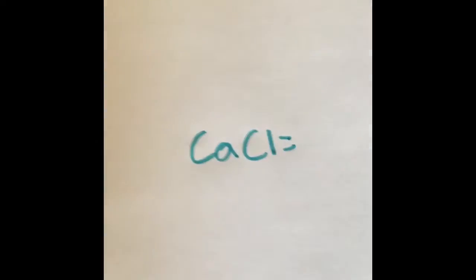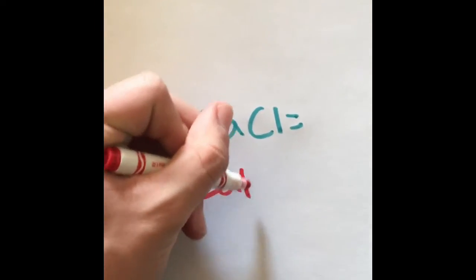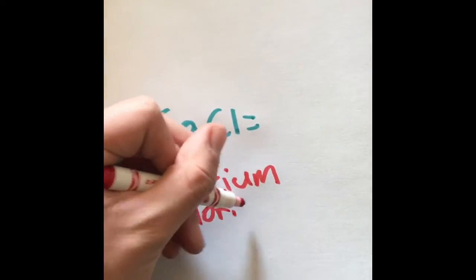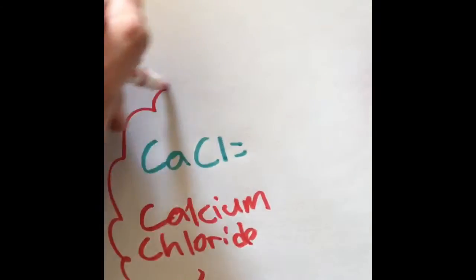When going from a chemical formula to name, first write the name of the cation and then the anion. Change the end of the anion to "ide", for example, chlorine to chloride.